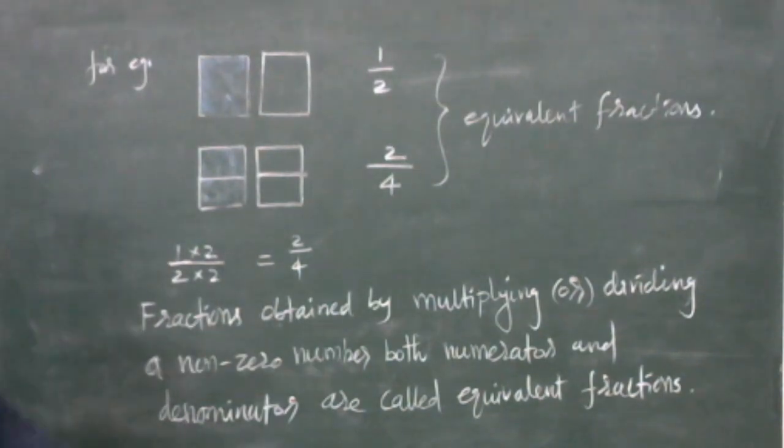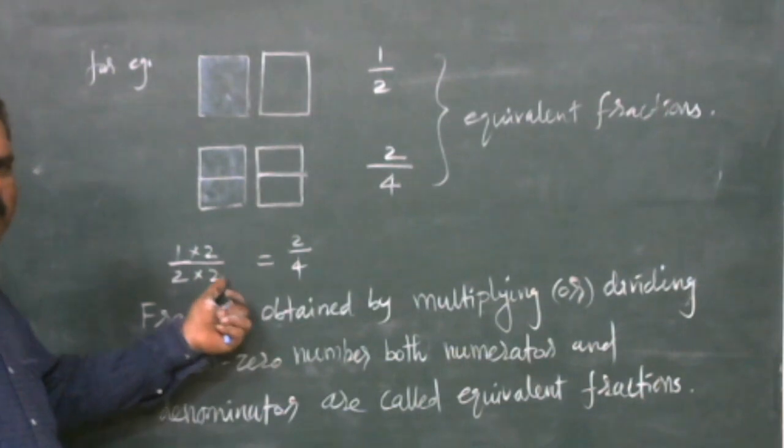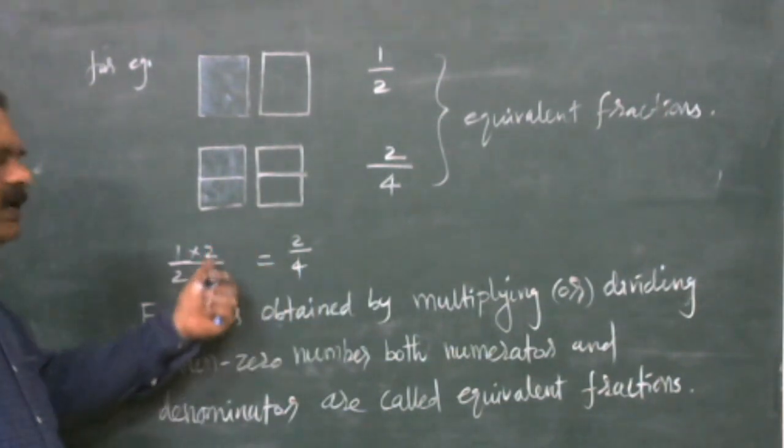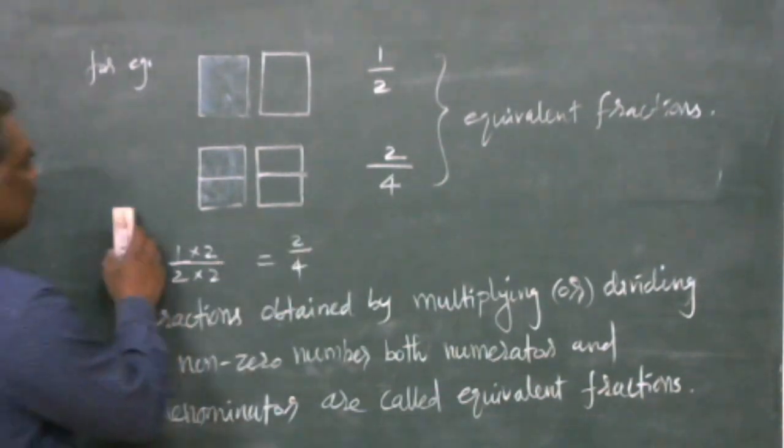Okay, so we need to multiply both numerator and denominator by the same number, we will get equivalent fractions, or divide both numerator and denominator by the same number, we will get equivalent fractions.